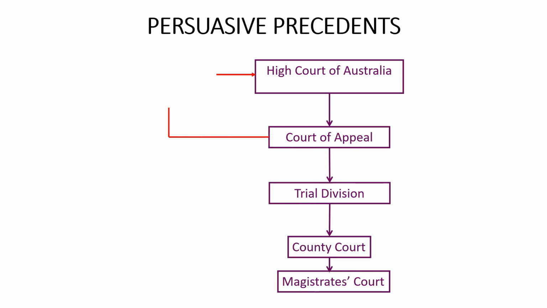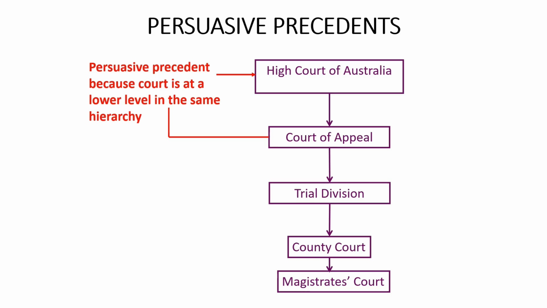The second situation where a precedent is a persuasive precedent for a court is where the precedent is established by a court that is in the same court hierarchy as that court, but where the court that establishes the precedent is lower in that court hierarchy. So, for example, if a precedent is established by the Court of Appeal, then that precedent can only be a persuasive precedent for the High Court.